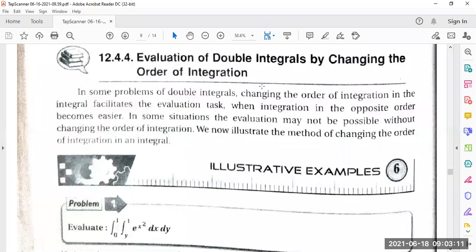In some problems of double integrals, changing the order of integration facilitates the evaluation, when integration in the opposite order becomes easier. In some situations, the evaluation may not be possible without changing the order of integration. In some cases, if we change the order of integration, then the integration will be easier. In that case, we will change the order.